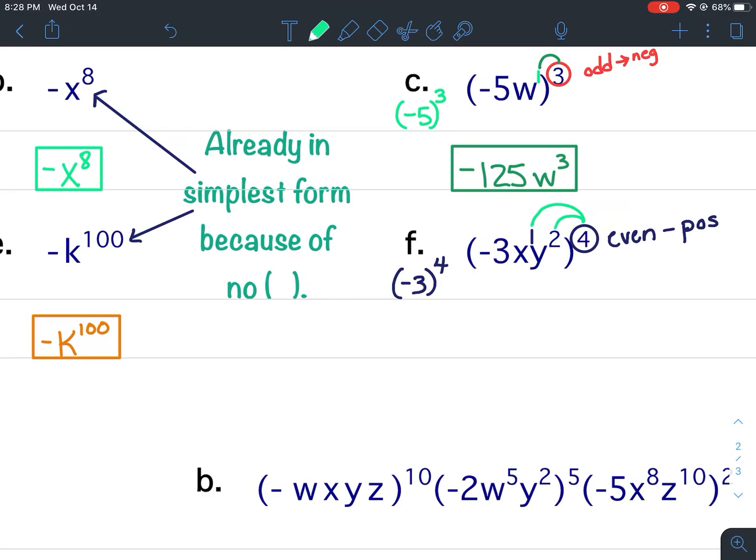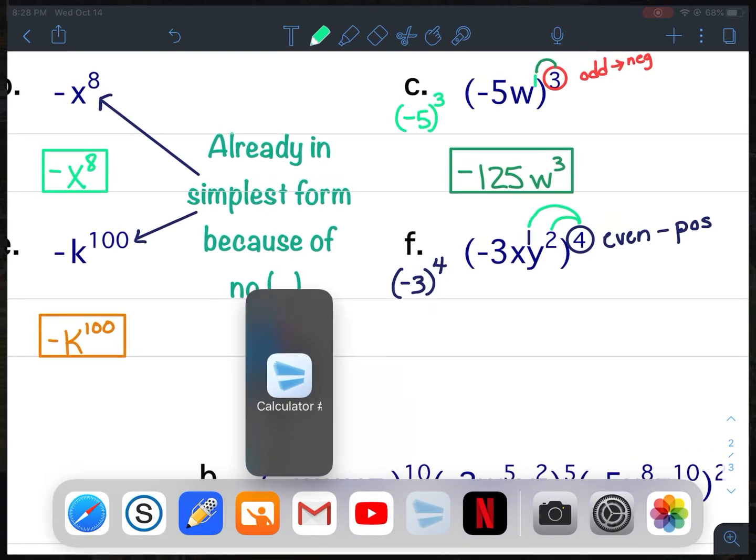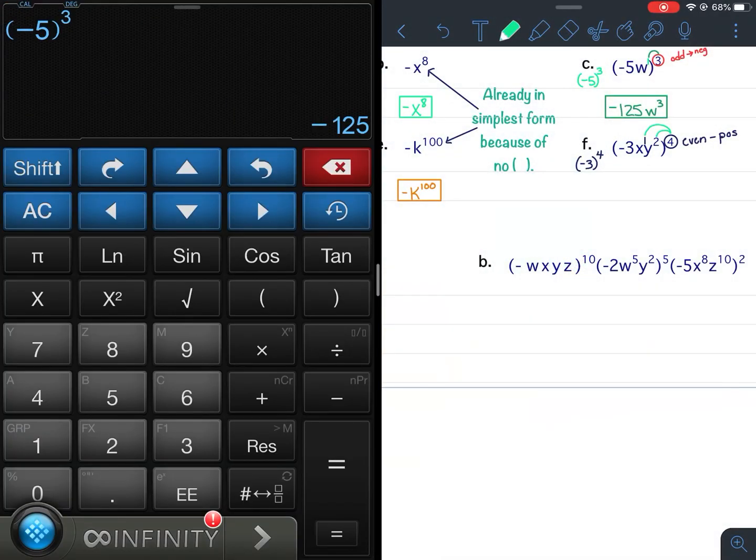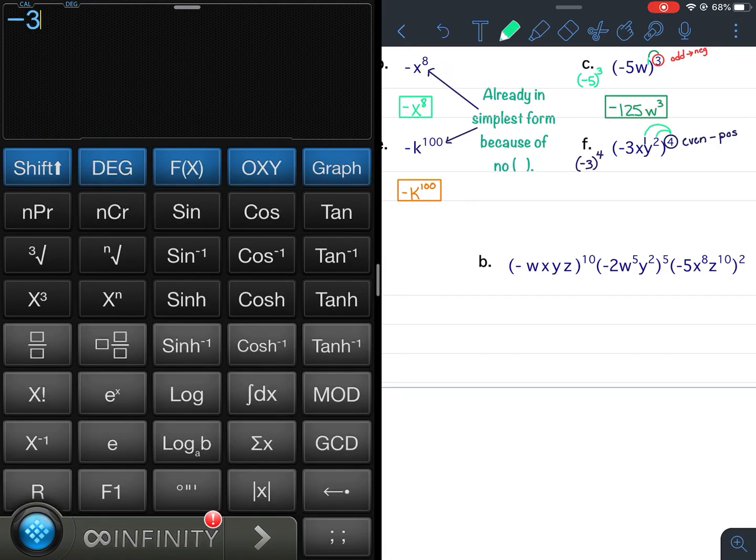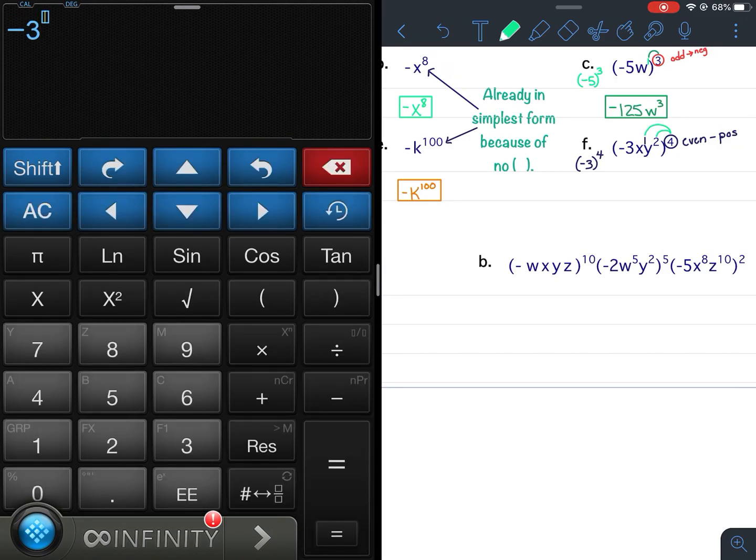All right. Now I'm going to show you again. Watch if I didn't use parentheses. If I put in negative 3 to the 4th power without using parentheses, it gives me negative 81. But I know my answer should be positive because I'm not taking 3 to the 4th and then putting the negative on it. I'm taking negative 3 times negative 3 times negative 3 times negative 3. So I have to use parentheses. Negative 3 to the 4th power is positive 81.